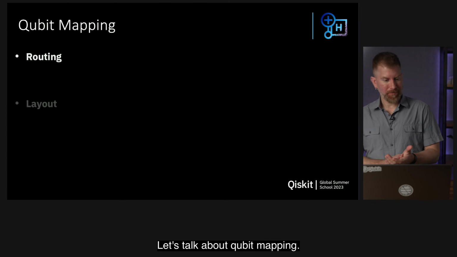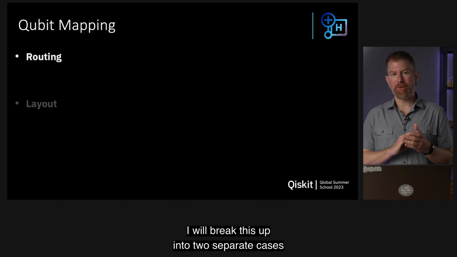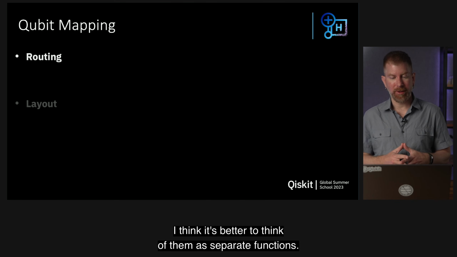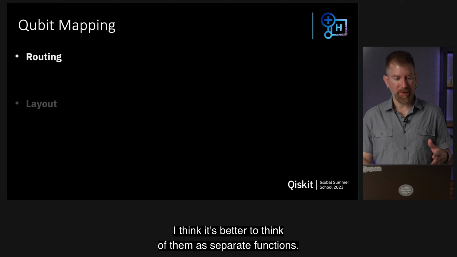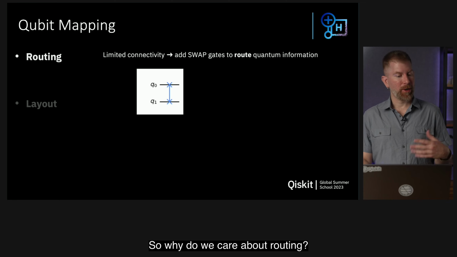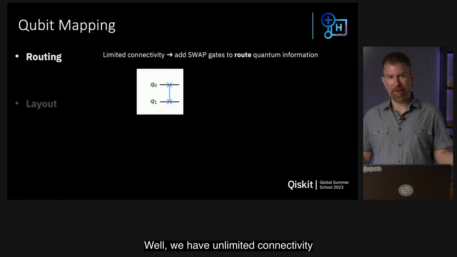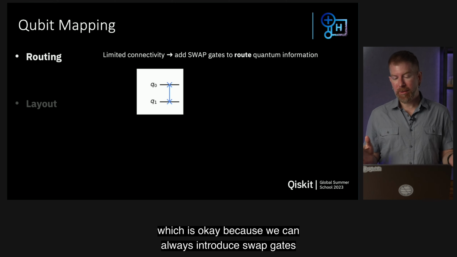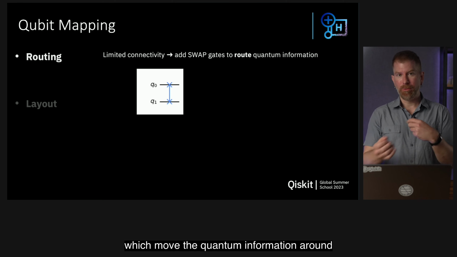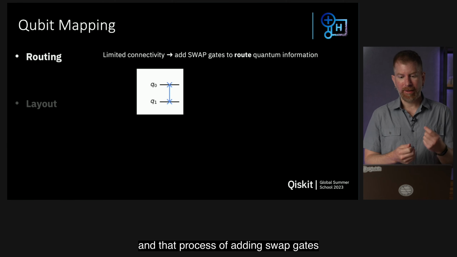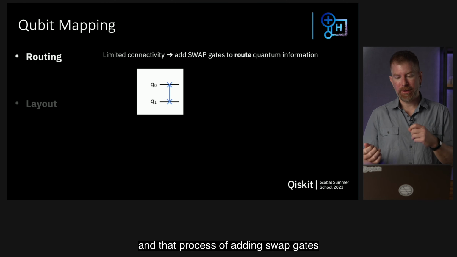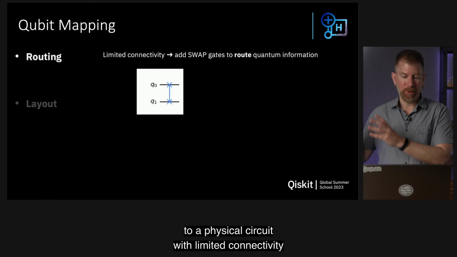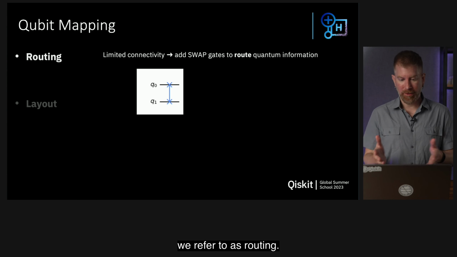Let's talk about qubit mapping. I will break this up into two separate cases because although they're entwined with each other, I think it's better to think of them as separate functions. So we'll talk about routing first. So why do we care about routing? Well, we have a limited connectivity on our quantum computer topology, which is okay because we can always introduce swap gates which move the quantum information around. And that process of adding swap gates to move our abstract circuit of arbitrary connectivity to a physical circuit with limited connectivity, we refer to as routing.